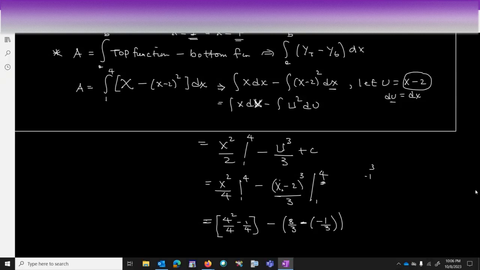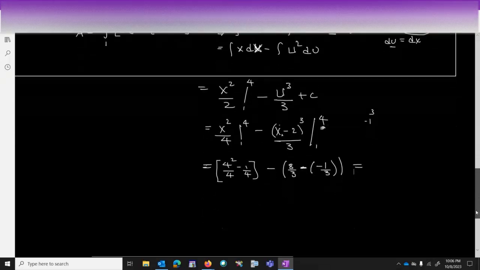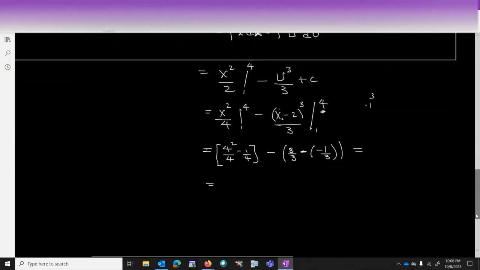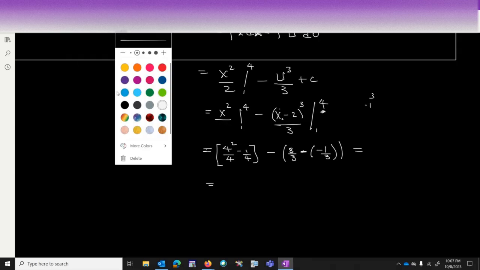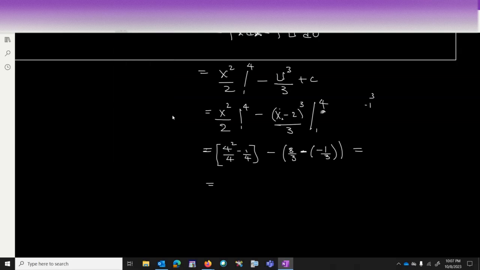So finally, I will get this. Let's show you the last answer. You can do it by yourself, but let's finish this one. 4 squared is 16, and 16 over, where did I get this 4? Okay, this 4 must be a mistake. This is 2, right? This one is 2.